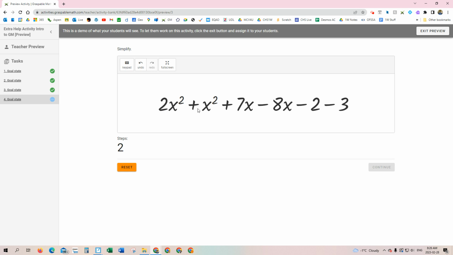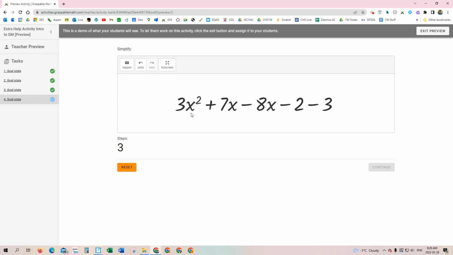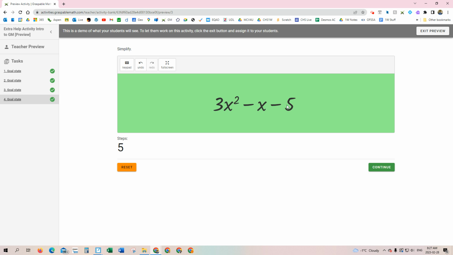2x squared, and this is a 1x squared. I add those, should be 3. This is 7x's, and I take away 8 of them. That means I'm going to get down to negative 1, or negative 1x. And minus 2 is cold. If I take away 3, I'm getting colder, and I should be at minus 5. And I'm now done. Again, notice I can't go any further because I can't collect like terms. I can only collect like terms, and these are unlike.